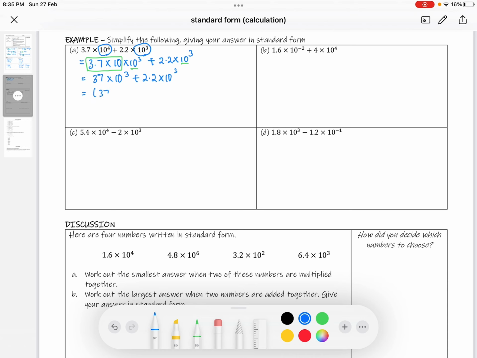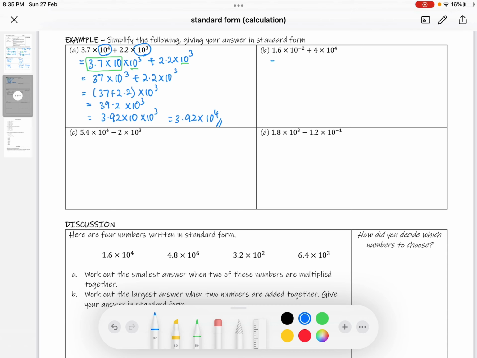So when that happens, you can just add the numbers there. Times 10 to the power of 3, that will be 39.2 times 10 to the power of 3. Change it into a proper standard form. So 39.2 becomes 3.92 times 10, and simplify it, becomes 3.92 times 10 to the power of 4.